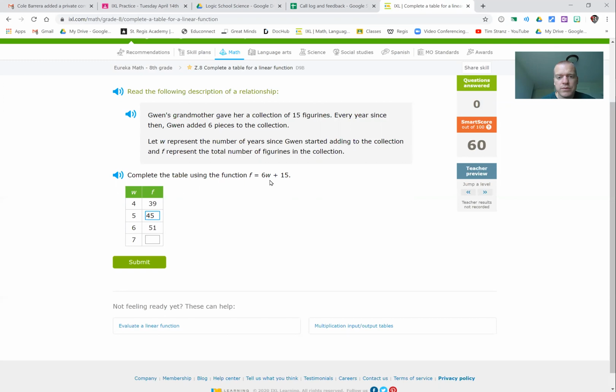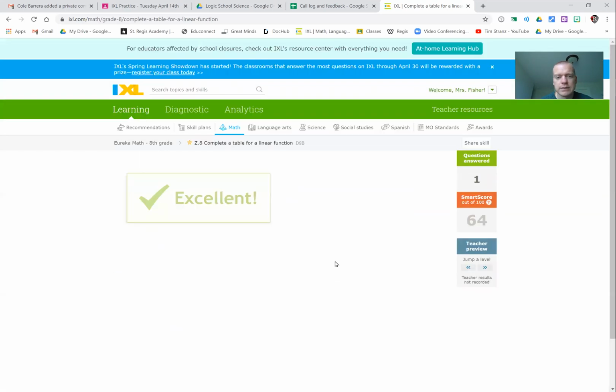6 and 51, they did for you. So if you did 6 times 6, it's 36. 36 plus 15 is 51. And then lastly, 7. 6 times 7 is 42, right? 42 and 15 is 57, right? So you can also tell in this column that they each go up by 6, okay?